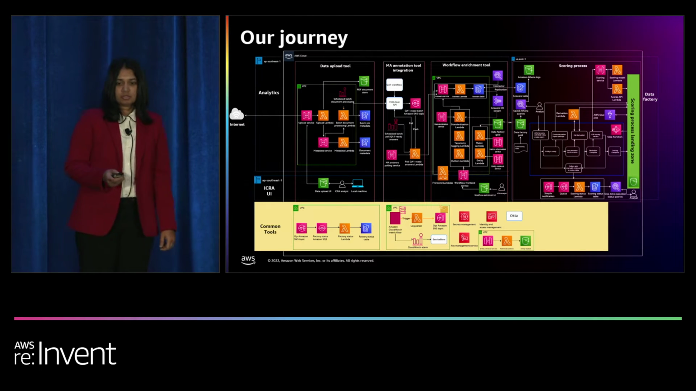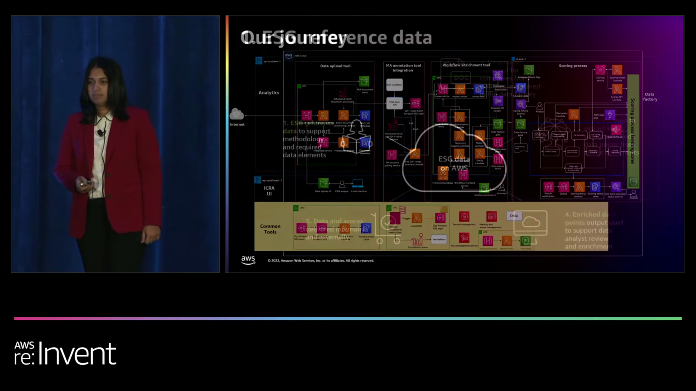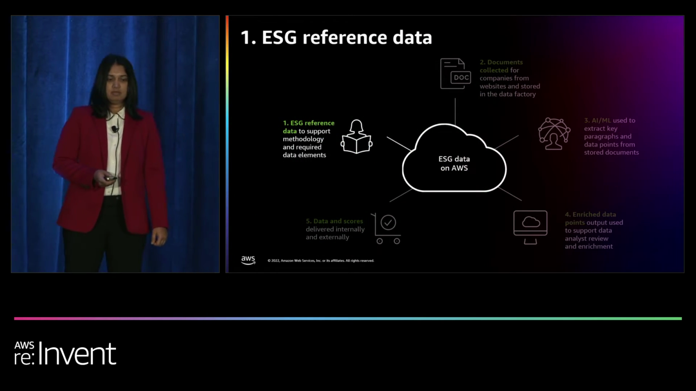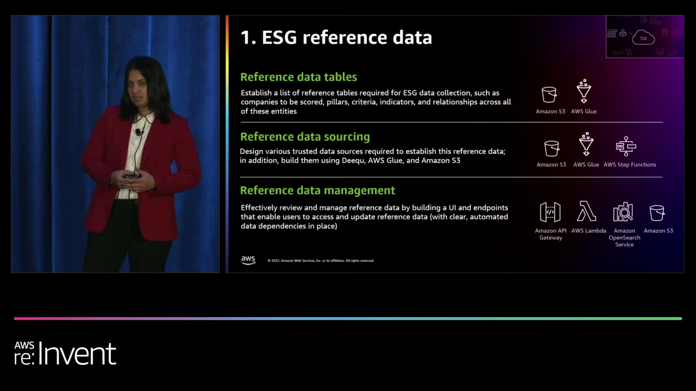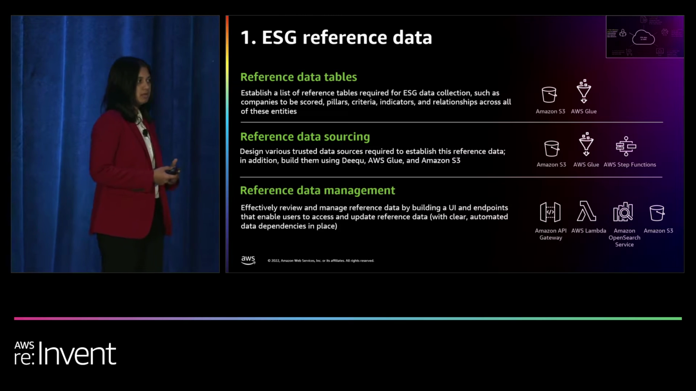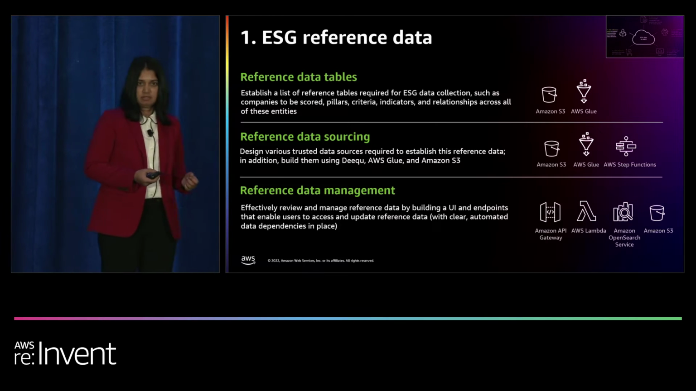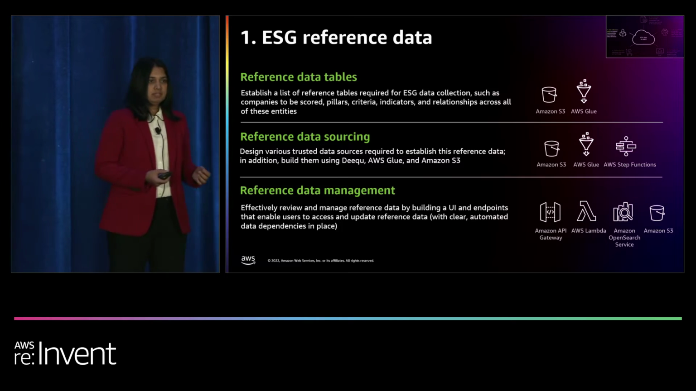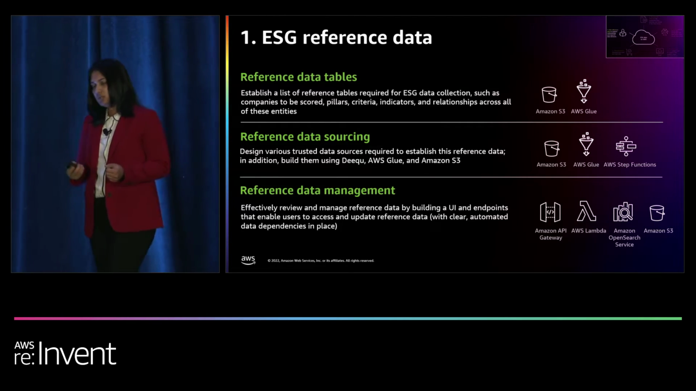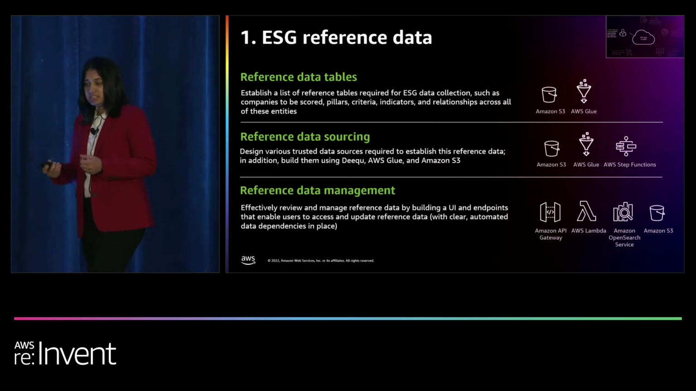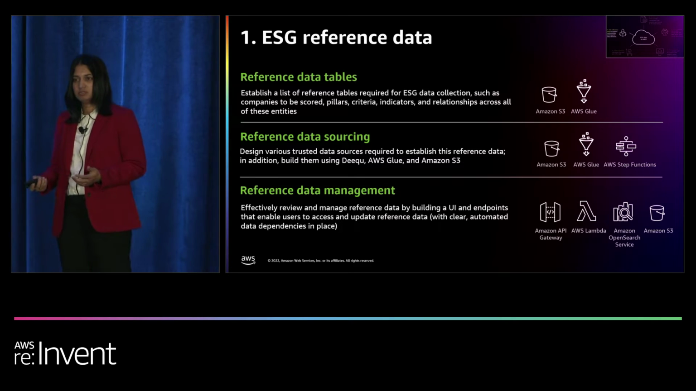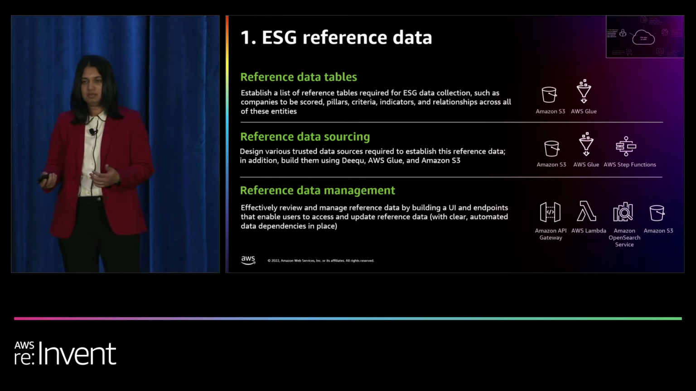All right, let's go to step 1. Gather your ESG reference data. So what would gathering ESG reference data mean, right? Establish a list of your reference tables that might contain, for example, what is your ESG methodology that you want to go after? And the methodology would involve, what are these metrics, ESG related metrics? What are its criteria? What are its indicators, to name a few, right?